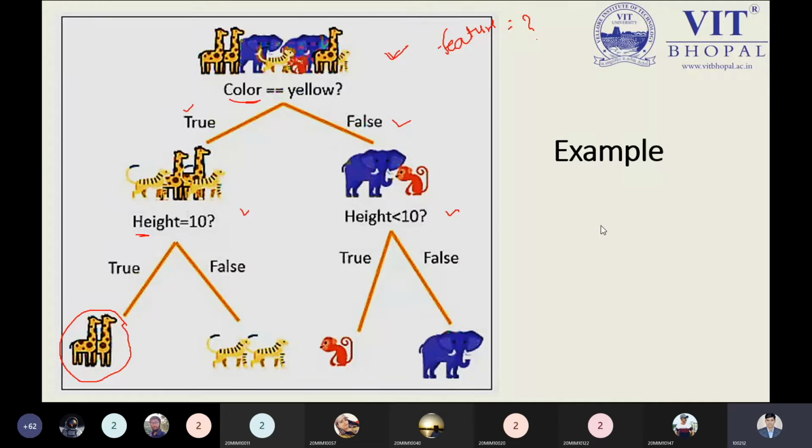So what we are observing is that we are creating the decision tree based on selecting the features. These features are also known as attributes. Is it clear?